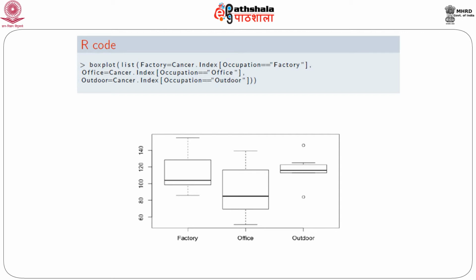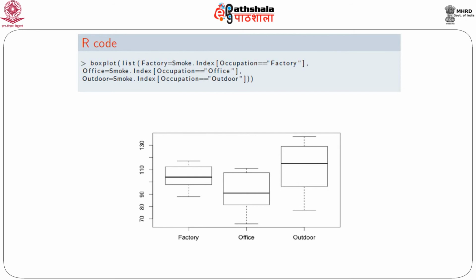So the cancer index for factory workers is higher. Also, people who work outdoors have an even better chance of smoking, so their cancer index is even slightly better than factory. And if we take a look at the box plot of smoke index, that will somewhat reflect the inferences that we had made from the box plot of cancer index for the 3 working environments.